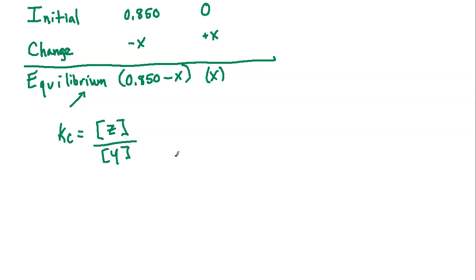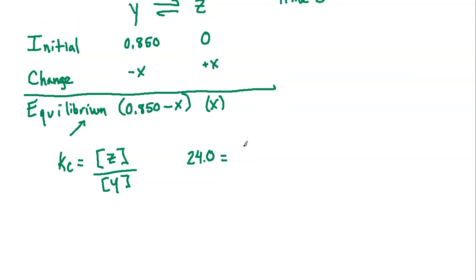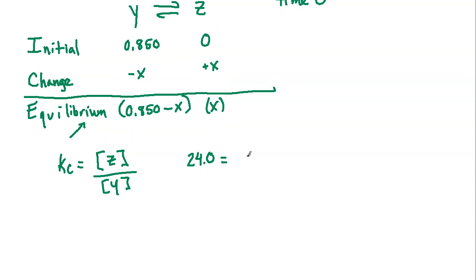So that's how we would define the equilibrium constant. Now we can do one better than that, because we know that Kc is equal to 24.0 at 200 degrees Celsius. And if I fill this in, we determined that z from the ice table is going to be simply x, so I can put x up here. And then down here, I'm going to have whatever y was, and we determined that y would be 0.850 minus x.